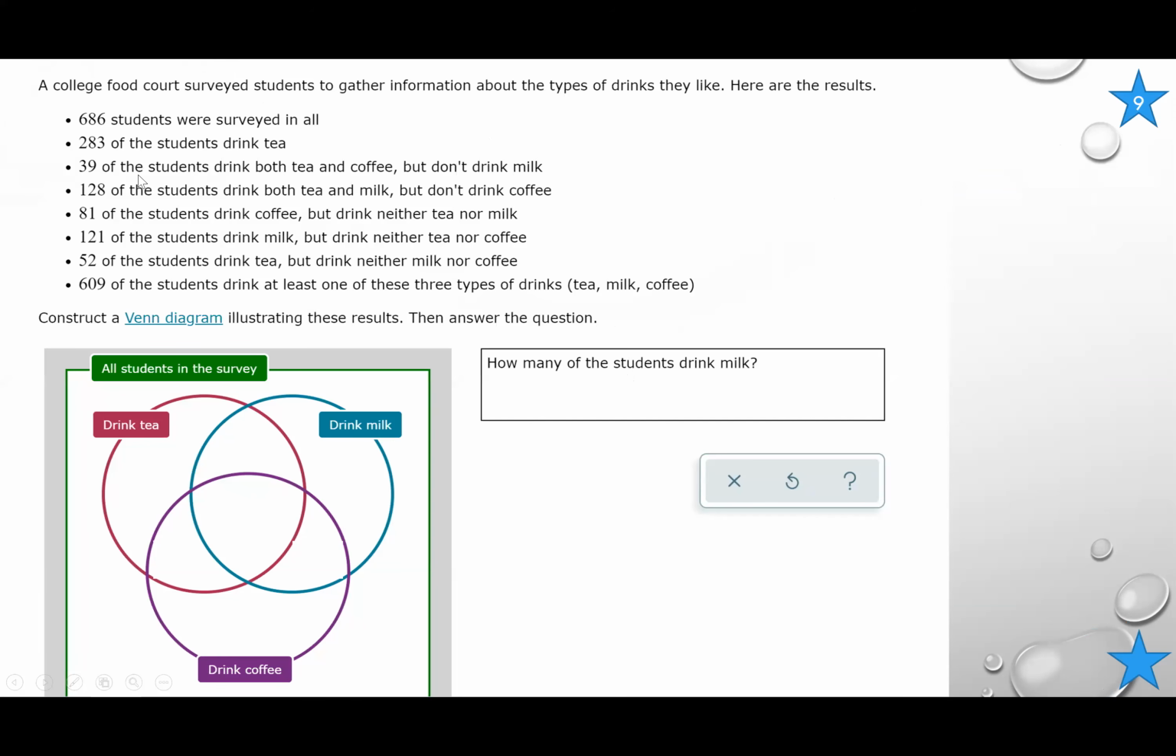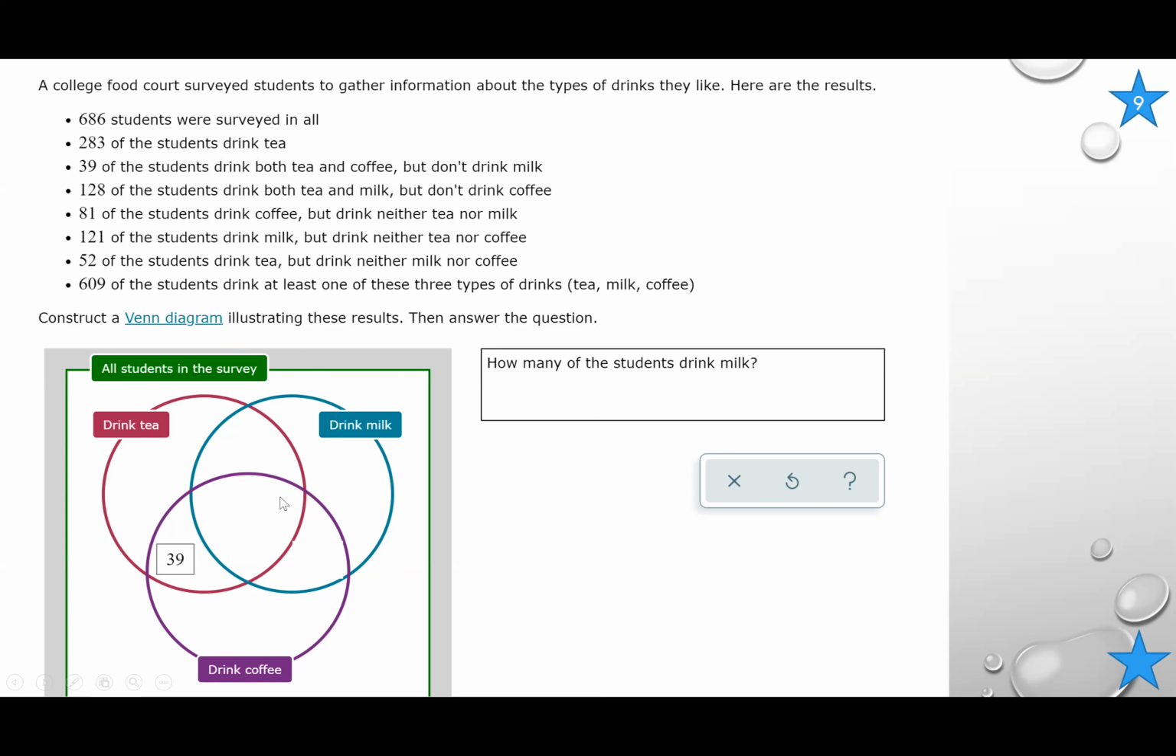39 of them drink both tea and coffee. Do you agree that this is where I can put in 39? Because both tea and coffee, that is where people drink tea and coffee, but not milk, which is where my 39 came from. So distinguish, if you say, wait a minute, Mr. Tran, on the previous problem, you told me not to go in and put the number in. Yes, in the previous problem the information presented to you is different. In this problem the information presented to you is different. So we just go in because they spell it out. You just go in and find that region.